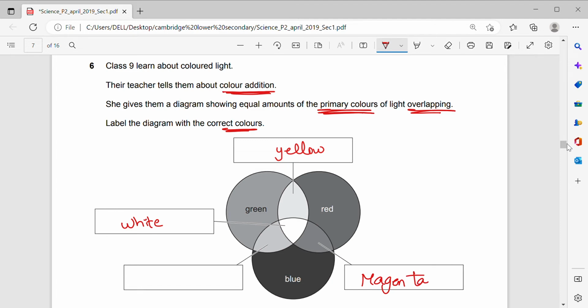Here when the blue, green, and white are mixed, what do we get here? We get the cyan, اللي هو الأزرق السماوي. Great.